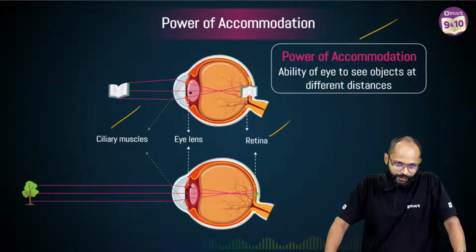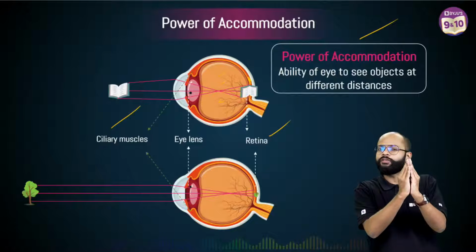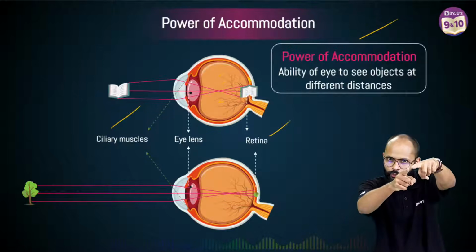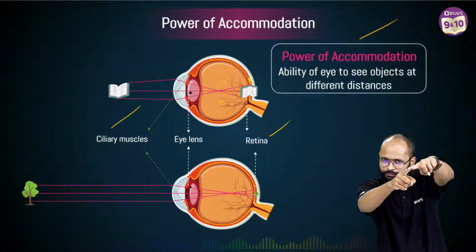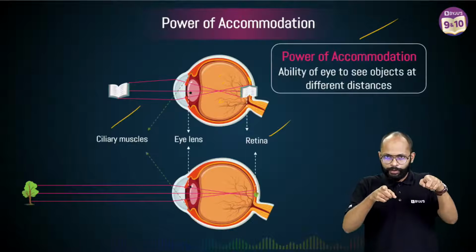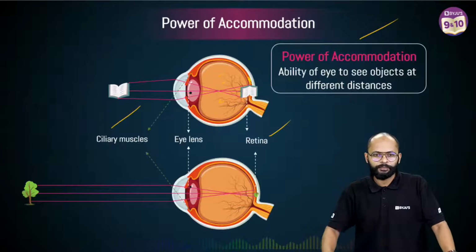Okay, how does the focal length increase when the lens is thin? See, a thin lens will converge less. If it is converging less, it means light will meet after a very long distance, so the focal length increases. If the lens is thick, light will converge sooner and the focal length is less. That's why we say its focal length is less.